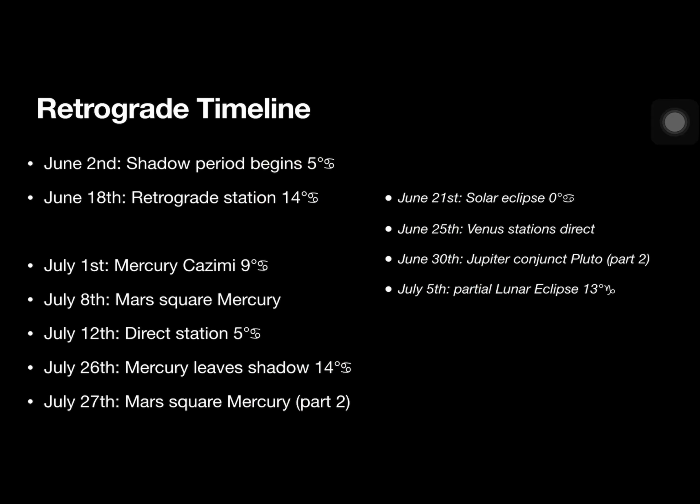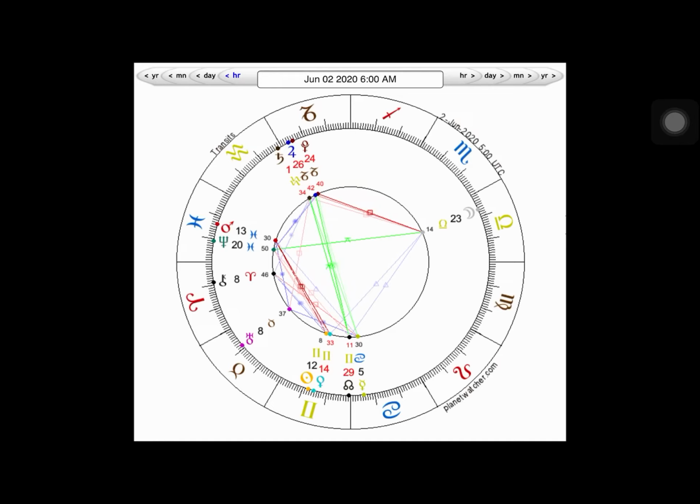At this point in time, although Mercury is not actually stationed retrograde yet, it's in a trine with Mars from Pisces. But you see, by July 8th, that square goes exact for the first time. It will be rough. Tempers are going to be high.